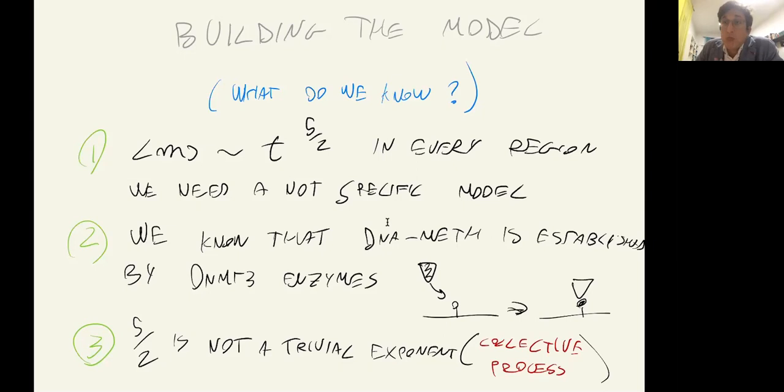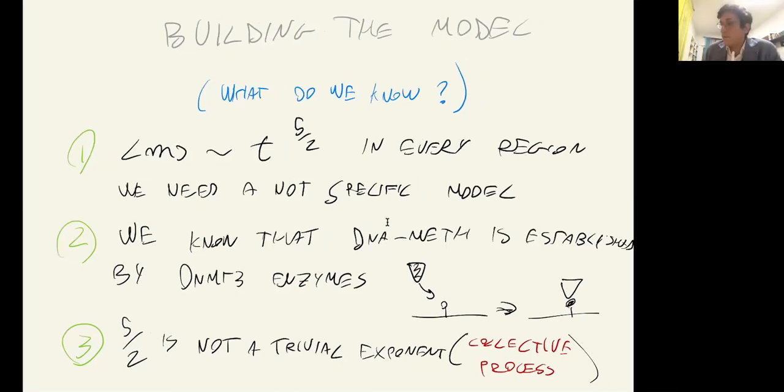So we know that DNA methylation is established by the DNMT3 enzymes, and 5/2 is not a trivial exponent. I would say it's not linear in time, and this suggests that there are probably some collective processes going on between these enzymes in order to bind and to methylate the DNA. It will become much clearer later, but up to now, we can think of it. Okay, so what is the simplest collective process we can think of?